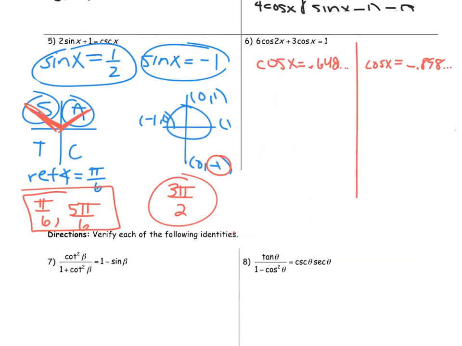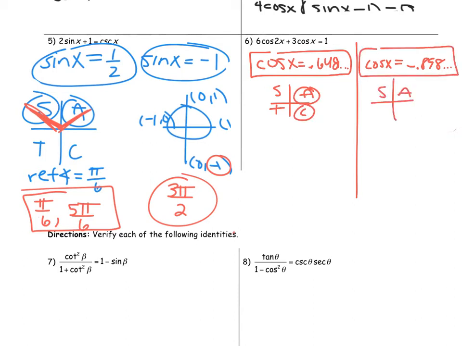Okay, so first things first, I notice for the first example here, cosine is positive. So you know that you are in the first and fourth quadrant. And I notice for the second one, cosine here is negative. So we are going to be in the second and third quadrant. All right, so that's at least taken care of. We know which quadrants we're in.